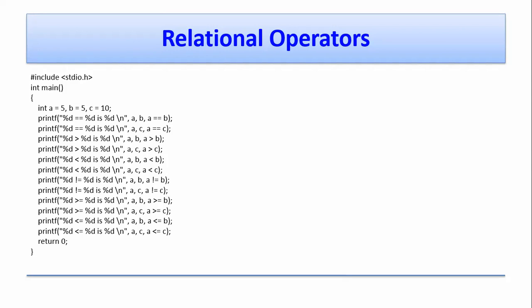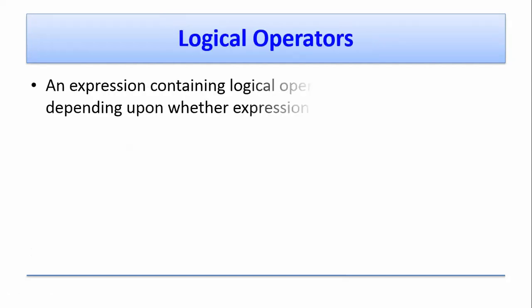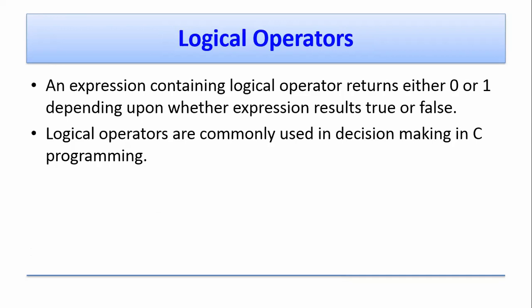Okay, so that's about the relational operators, right? This is very important for the next lesson, especially for the if and if else statements. And the next one is logical operators, right? An expression containing a logical operator returns either 0 or 1, depending upon whether the expression results in true or false. So if it is true, they return 1. If it is false, they return 0.